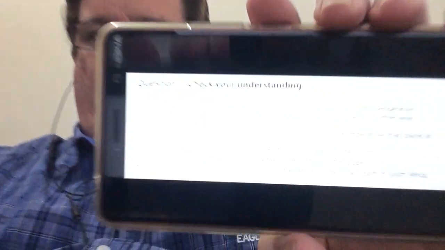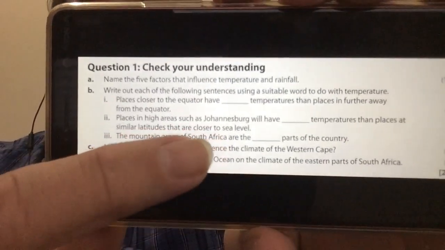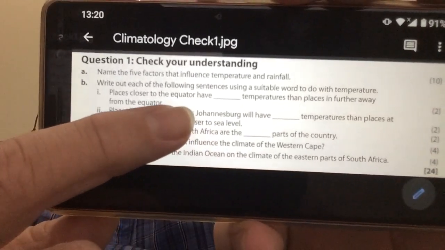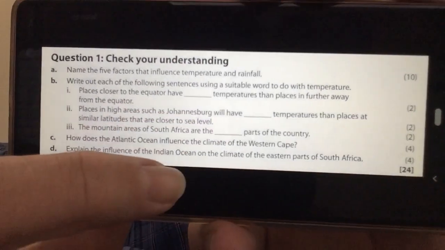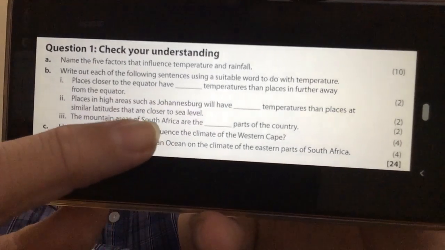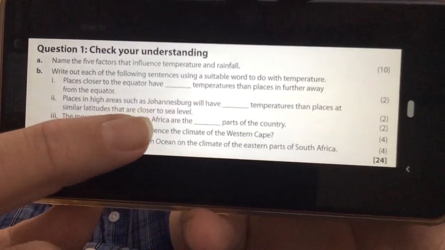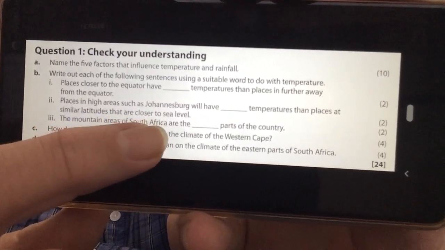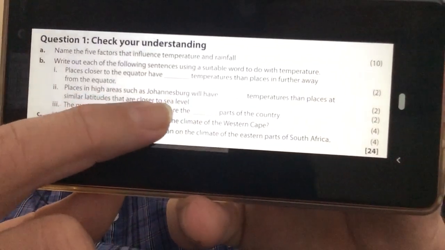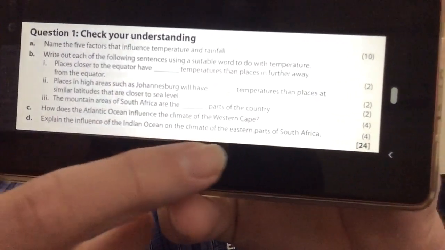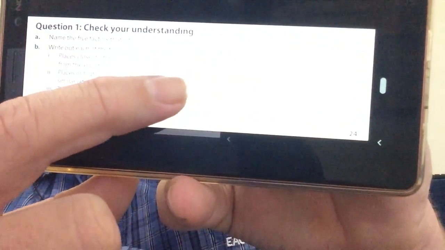This is going to be an opportunity for us to check our understanding on climatology. So let's have a look at some questions and some answers. All right, so let's start off with the questions. Name the 5 factors that influence temperature and rainfall. Write out each of the following sentences using a suitable word to do with temperature. How does the Atlantic Ocean influence the climate of the Western Cape? And explain the influence of the Indian Ocean on the eastern parts of South Africa.